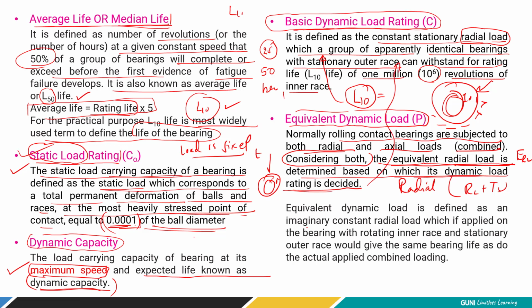Now why are we doing this? Equivalent dynamic load is defined as an imaginary constant radial load. This is not the actual load, it's an imaginary load for finding the mathematical solution, which if applied on the bearing with the rotating inner race — this is again the condition: the outer race is going to be fixed, but the inner is going to rotate — and the stationary outer race would give the same bearing life as the actual load applied in combined loading.